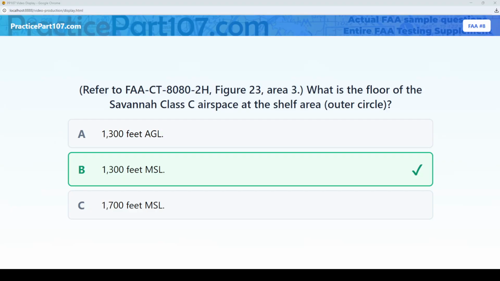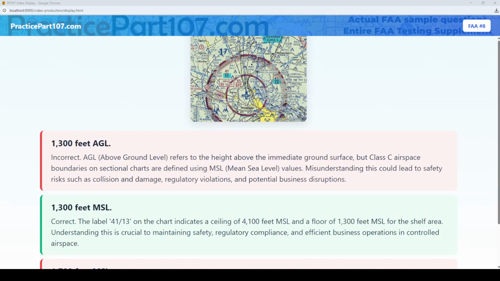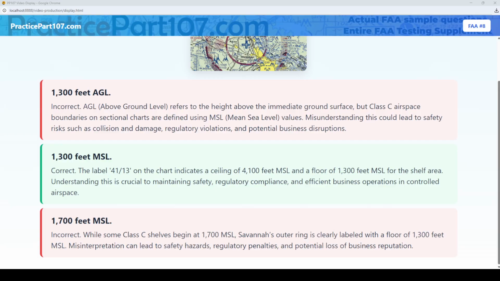So when we go to look at the diagram, 2 things we could look at is we could look for 1,300 and a 1,700 and see if that helps us find what we're looking for. But then we also need to know, is it MSL or AGL? So we'll look at this diagram more closely in a minute. You can stop the video to read all this fine print.